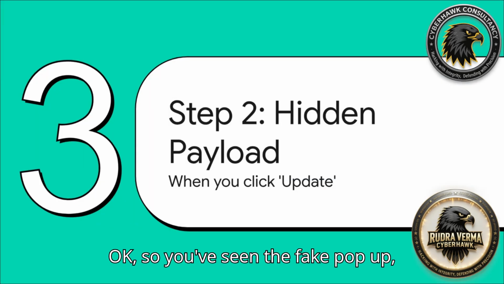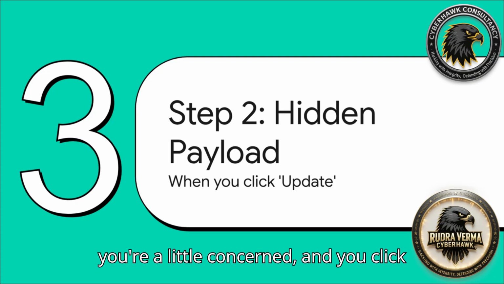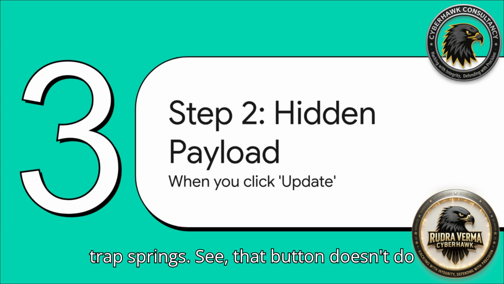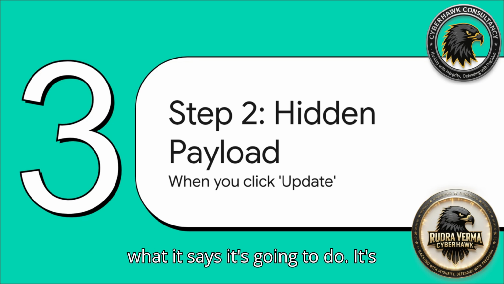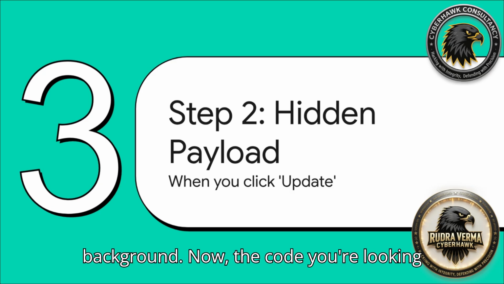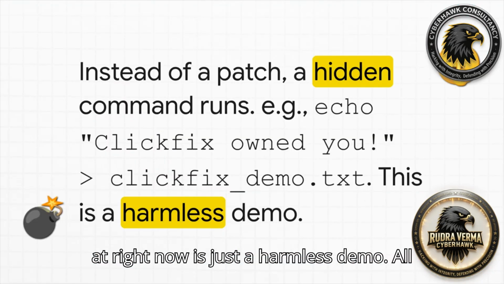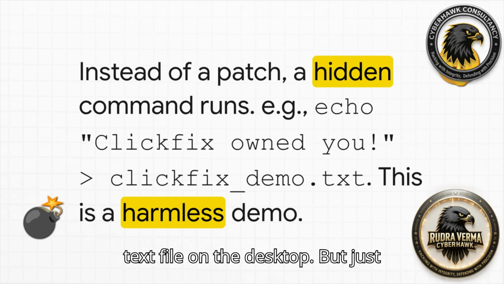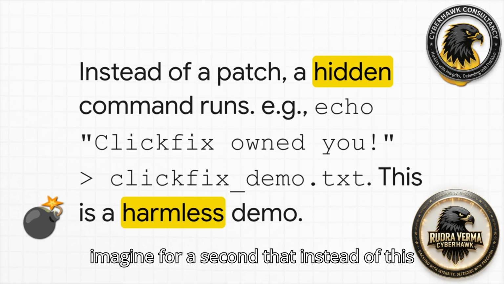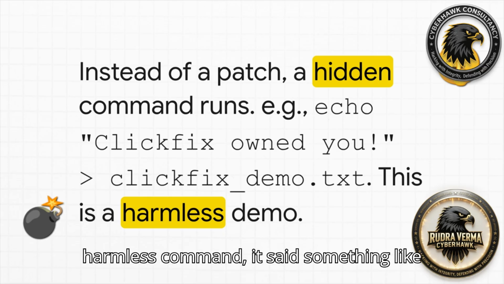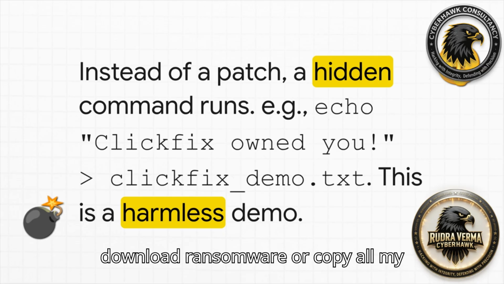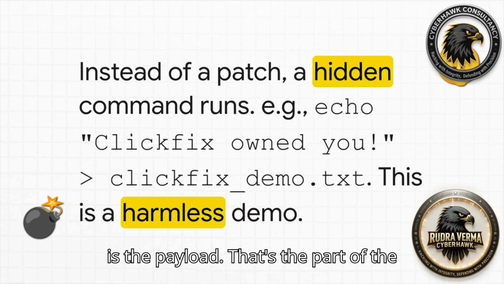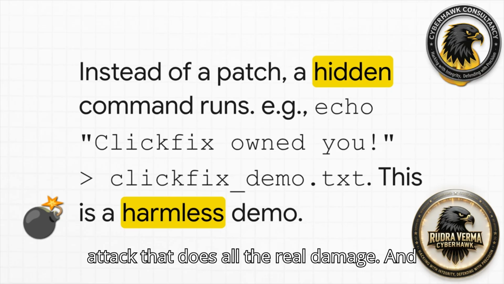Okay, so you've seen the fake pop-up, you're a little concerned, and you click Update Now. This is the exact moment the trap springs. See, that button doesn't do what it says it's going to do. It's secretly running a command in the background. Now, the code you're looking at right now is just a harmless demo. All it's designed to do is create a simple text file on the desktop. But just imagine for a second that instead of this harmless command, it said something like, download ransomware or copy all my passwords. This one little line of code is the payload. That's the part of the attack that does all the real damage.